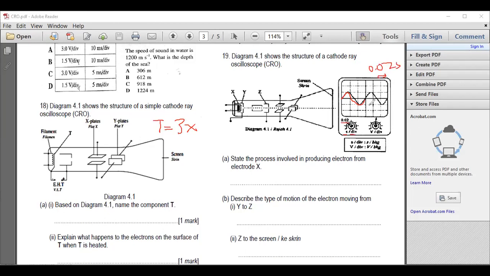Sometimes they don't give it, they ask you to read here. Okay, so they give you in seconds, very simple already. So multiply by 0.02. So you will get 0.06 second. This is only the period. Then you find the frequency. Frequency is 1 over period. So 1 over 0.06. Okay. So you press your calculator.